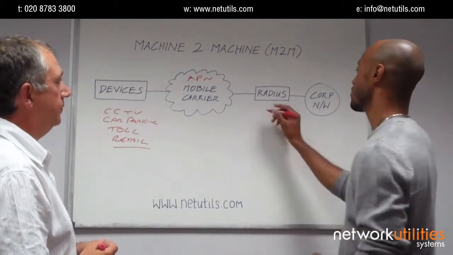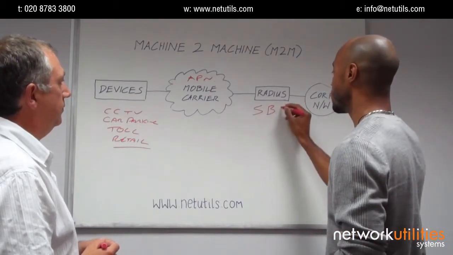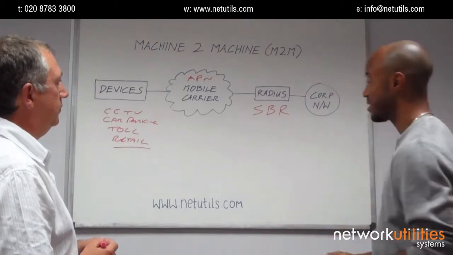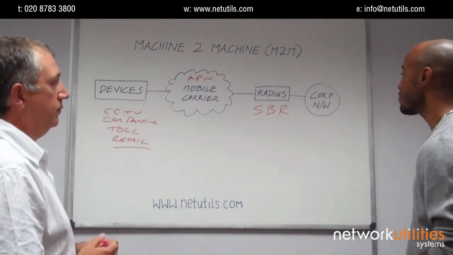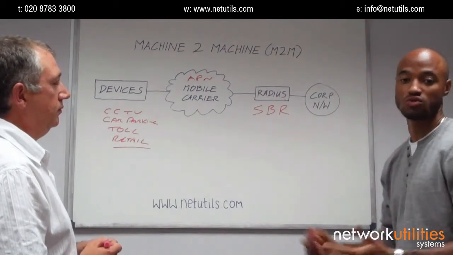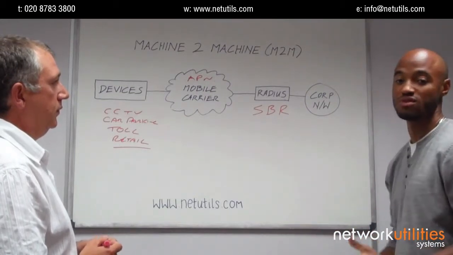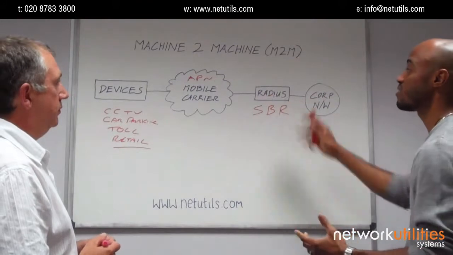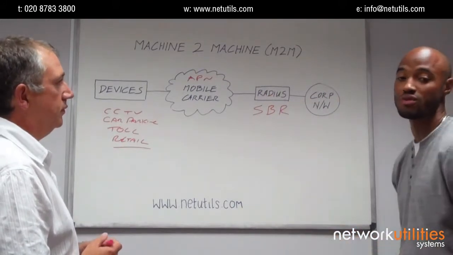We work very closely with Juniper's Steel-Belted Radius to provide that radius information. And these devices, like I said, can be all sorts of devices for different uses, and that information gets passed through from your carrier through radius accounting.